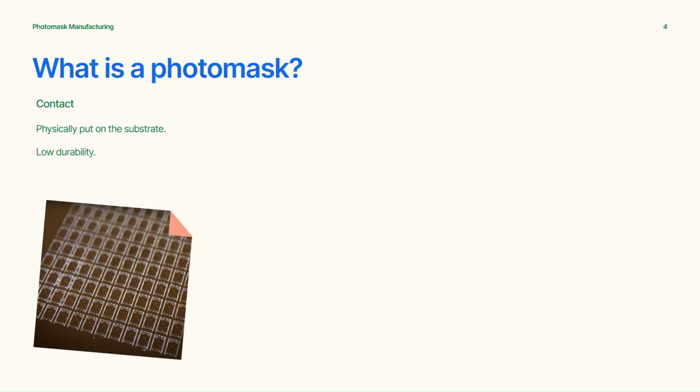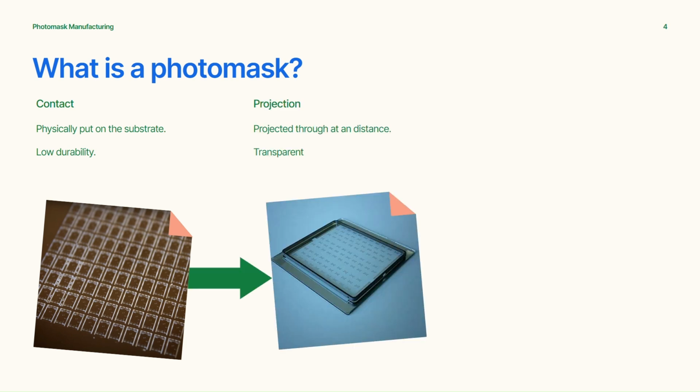Now, there are three main types of photomask. The first type is the contact photomask, the oldest of the bunch. It was physically put onto the substrate where photolithography was then performed, and because of this, it had really low durability. To push for increased durability, they made the projection photomask, which can be projected through at a distance. Contact and projection photomasks were both transparent with chrome on them to absorb some of the rays.